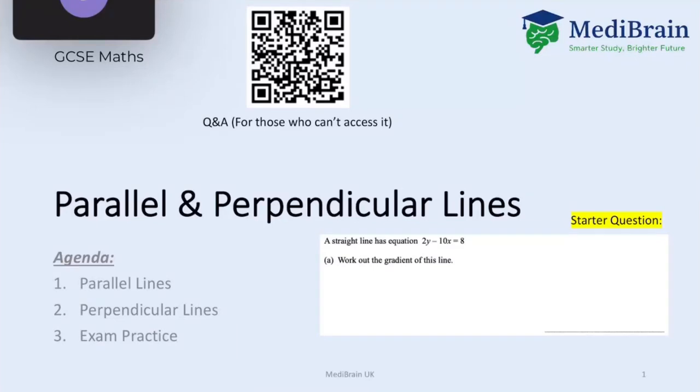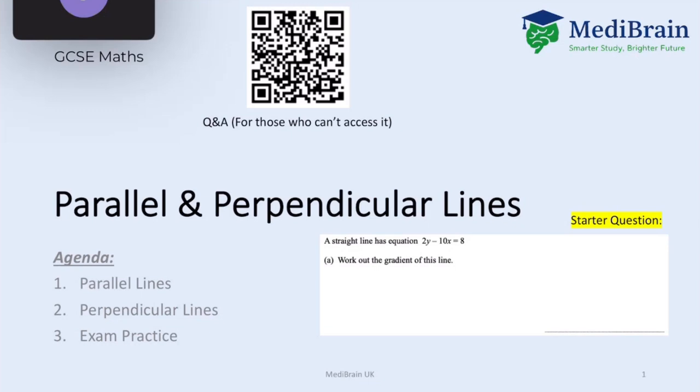Okay, we are going to make a start now. So today's lesson is on parallel and perpendicular lines. We're going to start off by looking at parallel lines, then we're going to move on to perpendicular lines, and at the end of each topic, we're going to be looking at some exam questions.